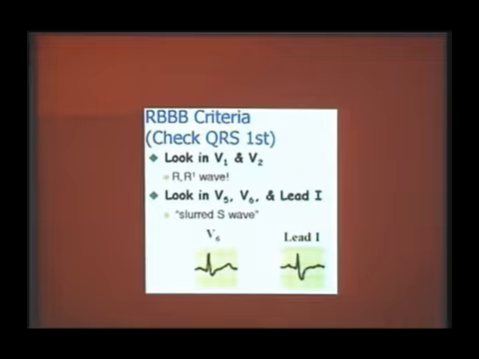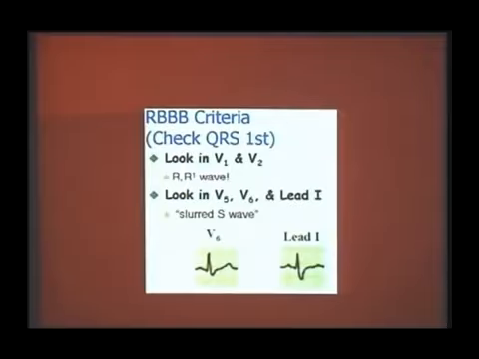That means the terminal vector is going away from my L1. L1 is a horizontal and left-sided lead. Because it is going away, the terminal vector is going towards the right side. It has to be a right bundle branch block, isn't it? So this is a slurred S wave. If you have the slurred S wave in L1, it is the right bundle branch block.